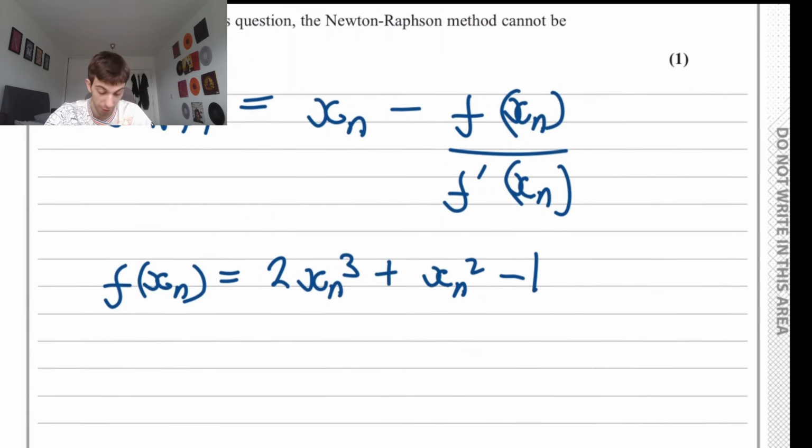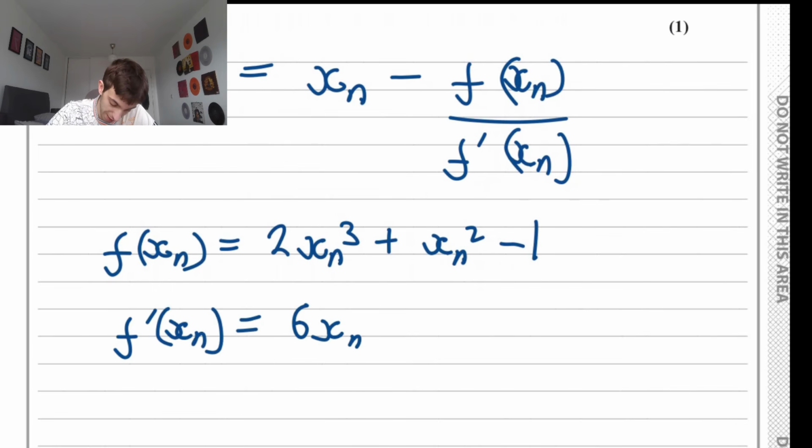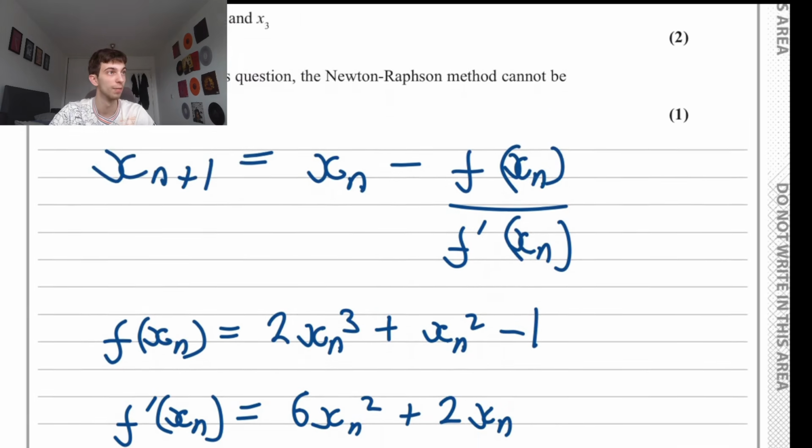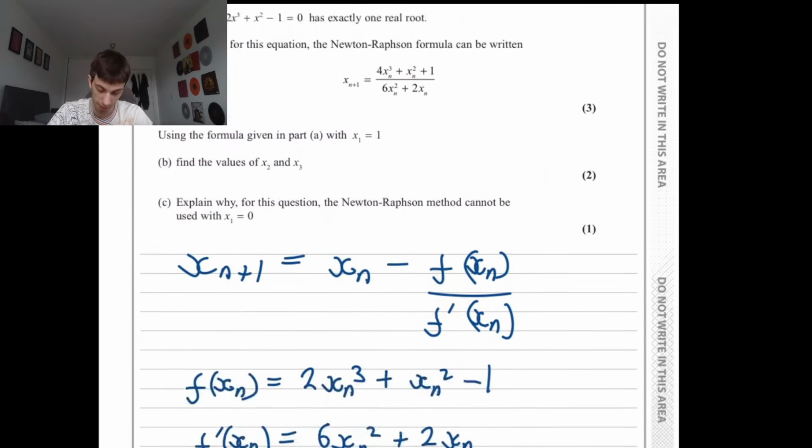Okay, so we then have the derivative. So finding f dash of xn, differentiating. Bring that power down to the front, take 1 off the power, 2 times 3, so we're going to have 6 times xn squared plus 2 times xn, and that constant will disappear. So what we have to do now is plug everything into the formula, and then we're going to rearrange and simplify just to get it into the form they want for part A.